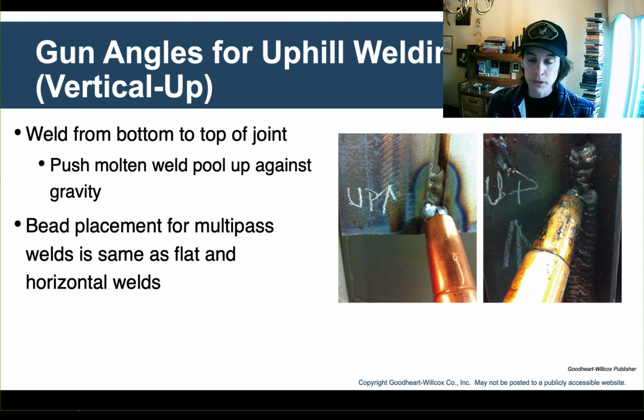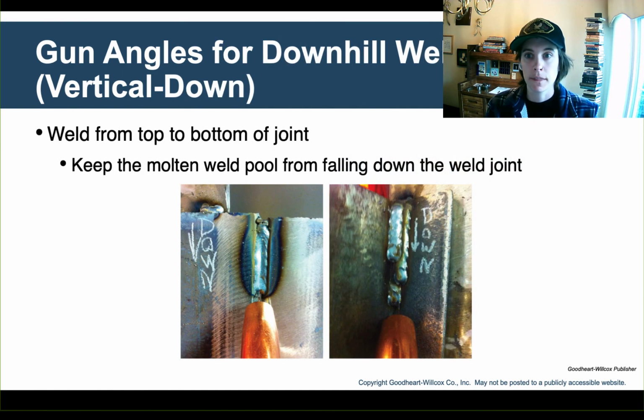And then if you're doing a multi-pass weld, like if you're going for a certification, the bead placement is the same for flat and horizontal welds. That means you do one in the middle and then one on each side. That's just some information to store in the back of your head. And then for vertical down, you still have a pretty aggressive angle, but not quite as much. You're trying to hold that weld pool and keep it from falling down, just letting gravity pull it down without it globbing into a big, messy glob.